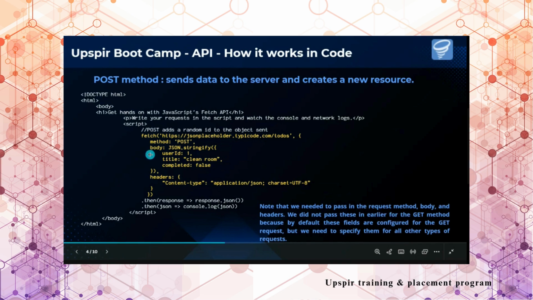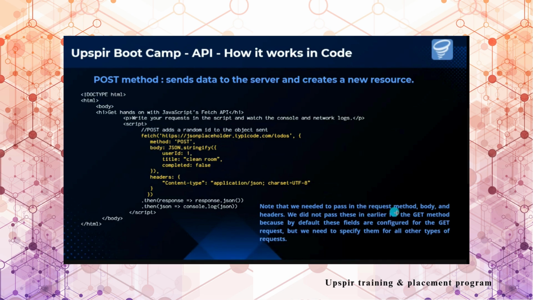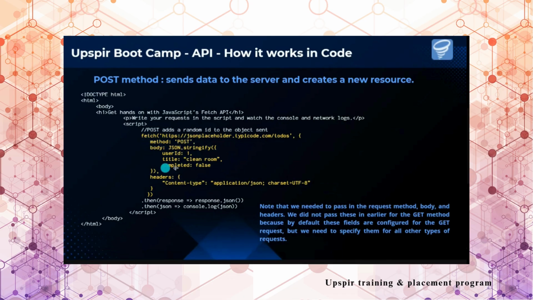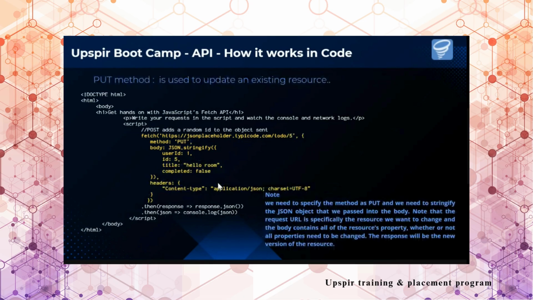One important thing is that whenever we are calling the APIs, we have to pass the request method, body, and headers. All these three pieces of information, the method, body, and headers, have to be a part of the API call always. Only in the case of get, we don't need to mention all these three things specifically.